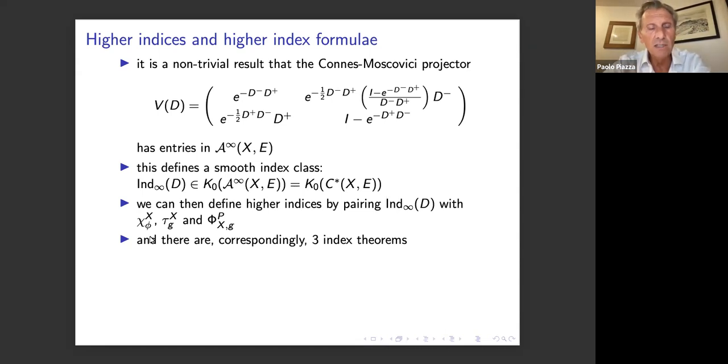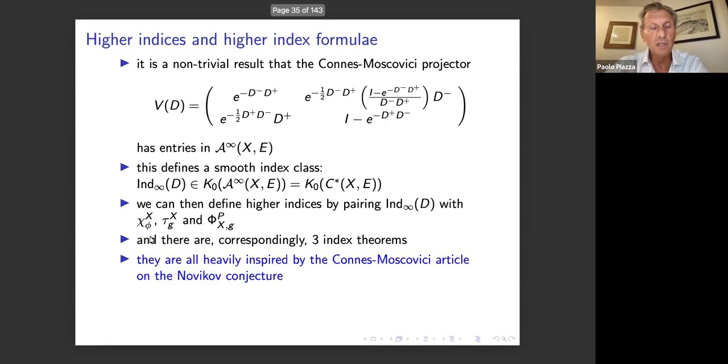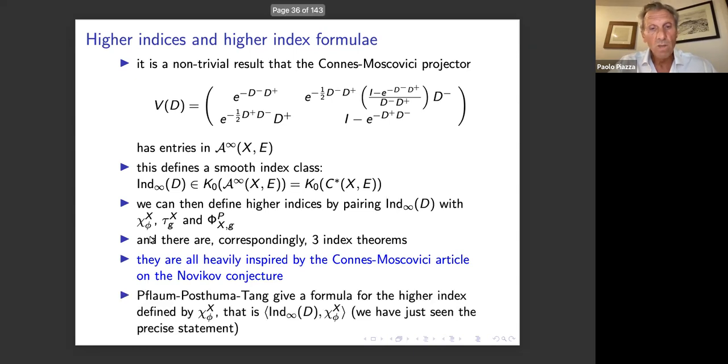So correspondingly, and this is basically a large part of the talk by Shang Tang, there are correspondingly three index theorems, okay? And let me say that they have all been inspired heavily by the Kohn-Moscovici article on the Novikov conjecture. I mean, all the ingredients or the ideas are there, but of course, if you change your fundamental objects, you have to show other things, but the ideas are really there. Now, let me review these index theorems.